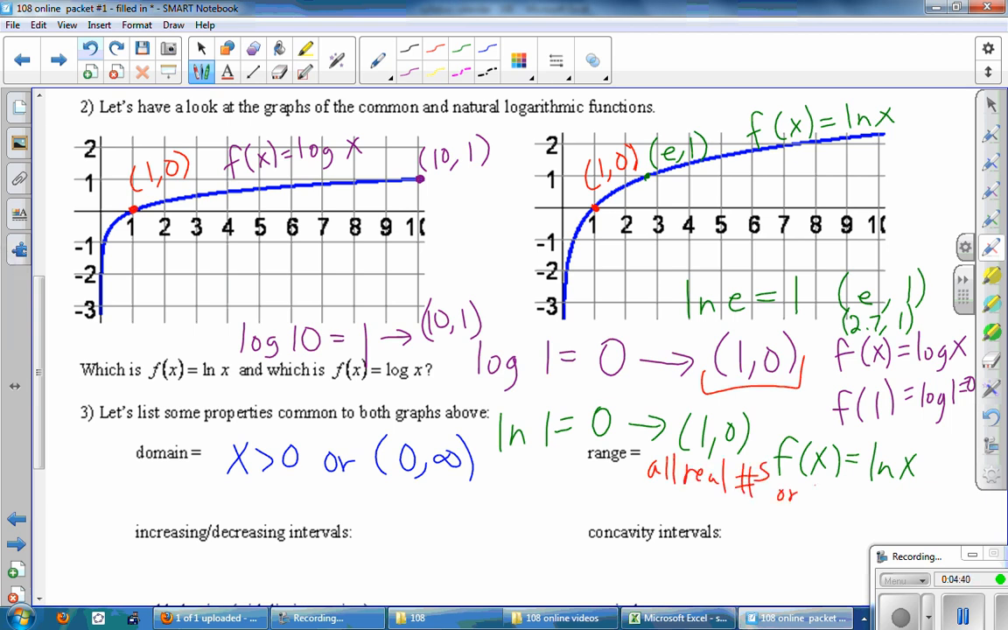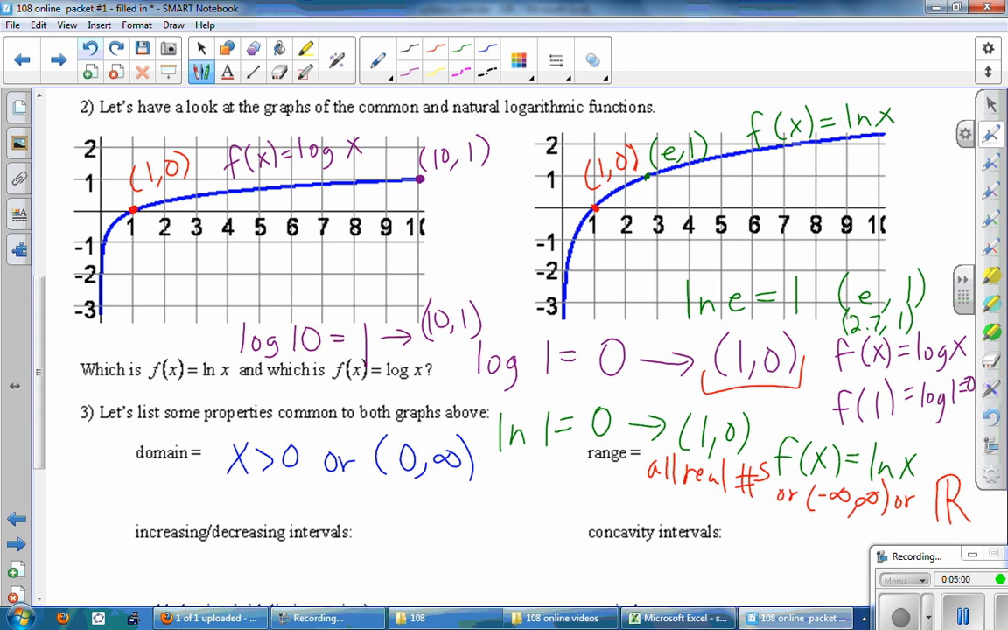Or if you prefer, minus infinity to infinity. Or if you want to be really fancy, there is a fancy R symbol that stands for all real numbers. Basically an R with an extra vertical line. Okay, next one, increasing, decreasing intervals.